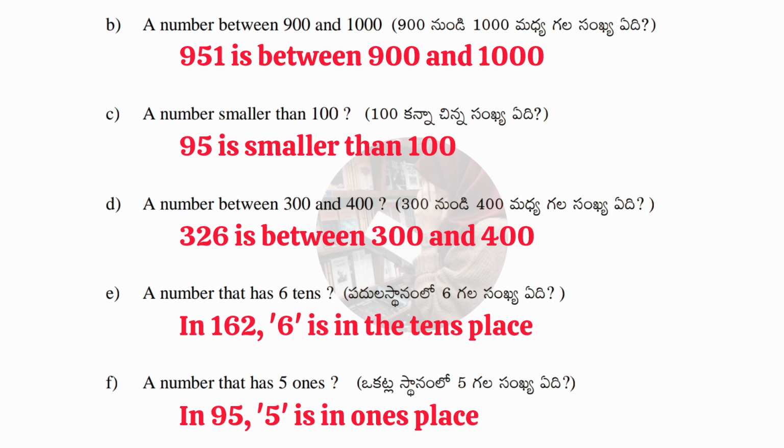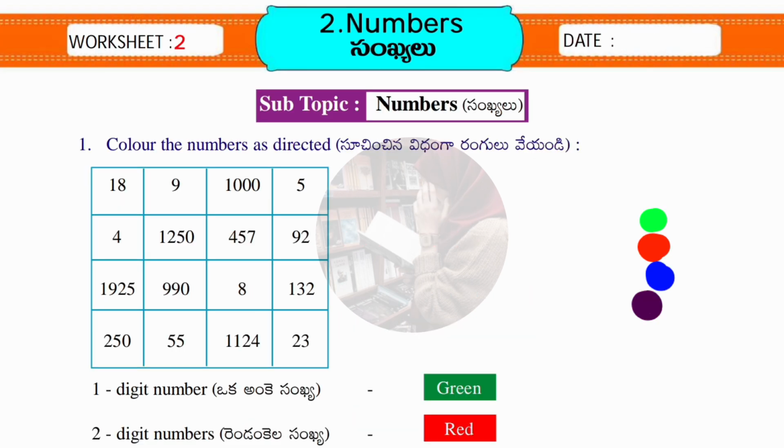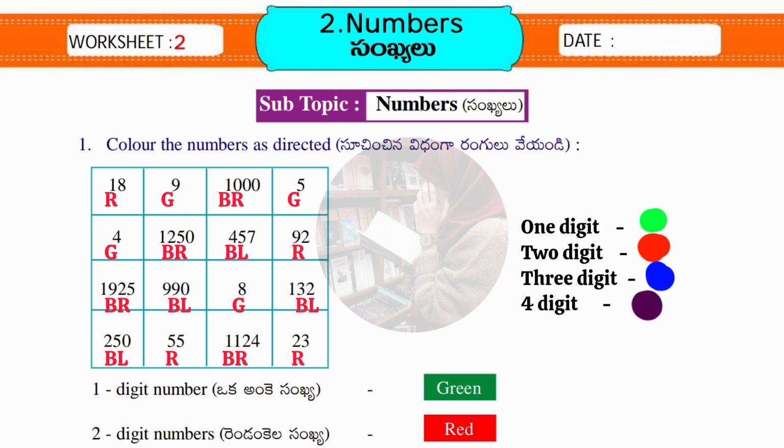Got it guys? Now we'll move to the next worksheet, that is worksheet number 2. Here also the subtopic is numbers itself. Okay, let's see the first one. Color the numbers as directed. Here one box is given in which we have some numbers. But here we have given some rules. 1 digit is for green color, 2 digit is for red color, 3 digit is for blue color and 4 digit is for brown color.